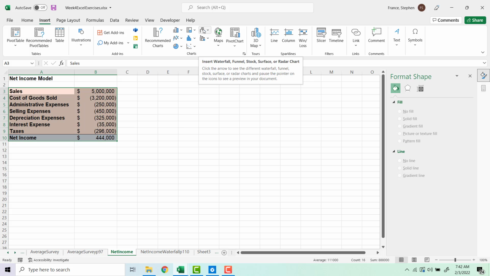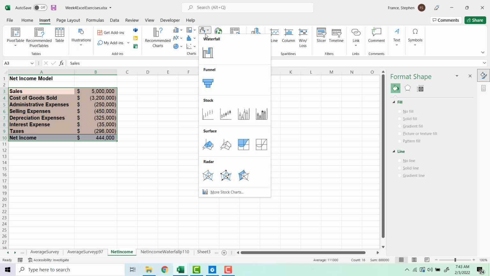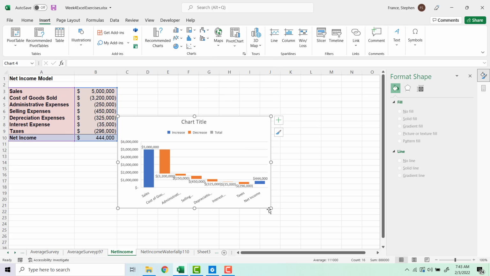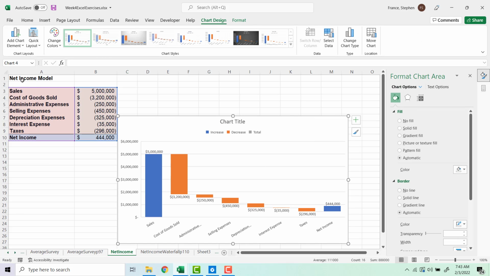And if you look at the top of the graphs, we've got insert waterfall, stock, funnel, stock, surface, or radar chart. So this is where a lot of the more fancy business-focused charts are, and there was the radar we did before. So we click this here and basically select everything. We'll just call this the net income waterfall.